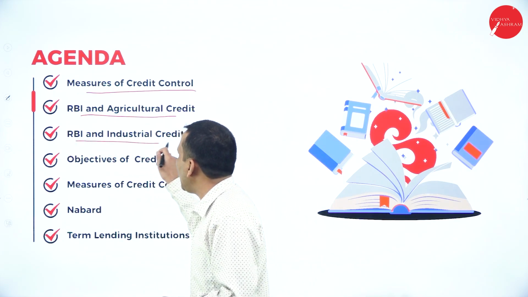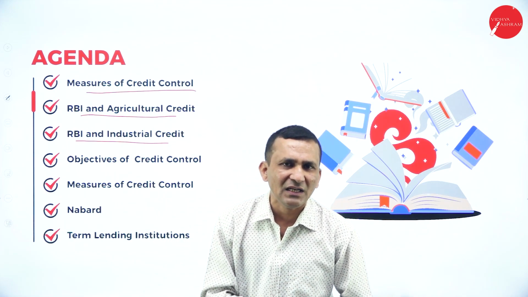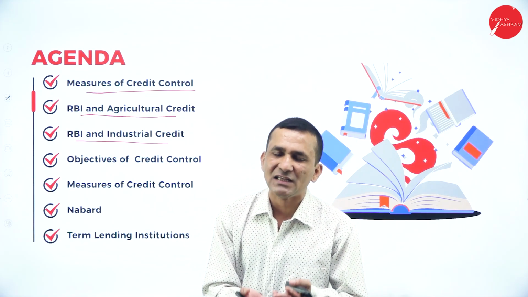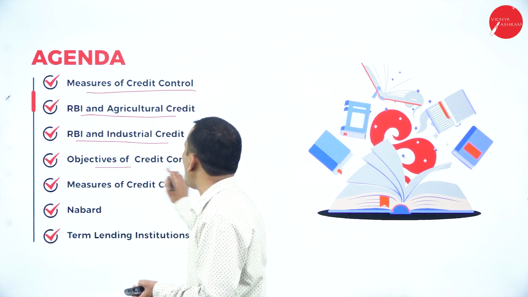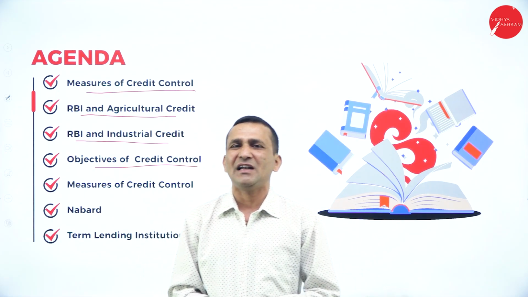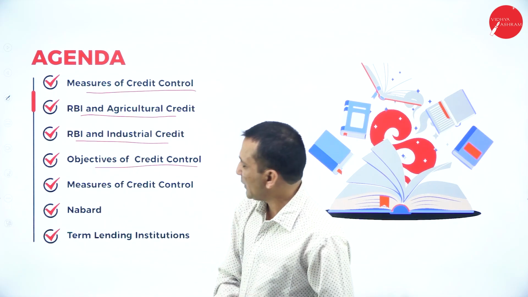And also the RBI and industrial credit: if the number of industries is increasing, they want financial assistance, so how is the RBI fixing and promoting industry as well as agriculture? And the objective of credit control: why credit control, and why the RBI takes responsibility for it. In the coming slides you will get more clarity on all the objectives.